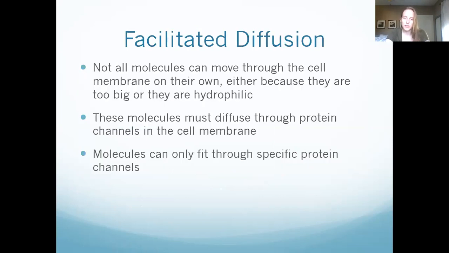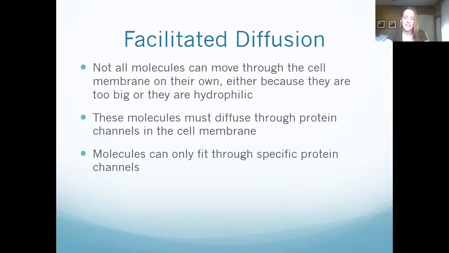Facilitated diffusion is the same kind of process. You still have molecules just naturally moving from an area of high concentration to an area of low concentration, but facilitated diffusion involves molecules that cannot just go directly through the cell membrane. Something needs to help or facilitate their diffusion. So in this case, molecules will diffuse through a transport protein, also called a protein channel, in order to help them get through the membrane.